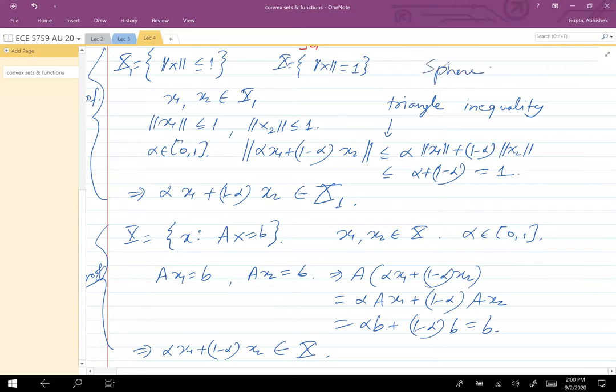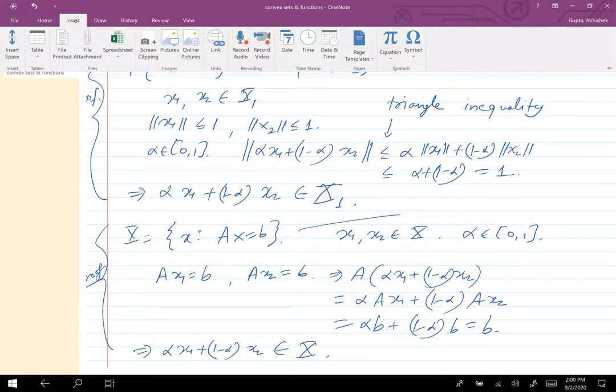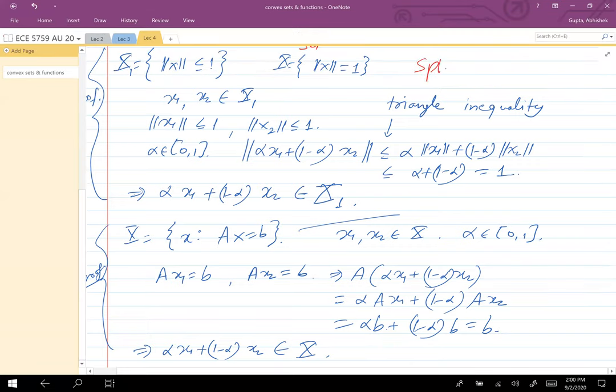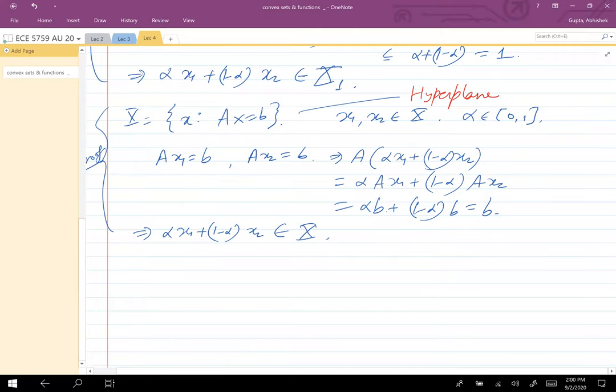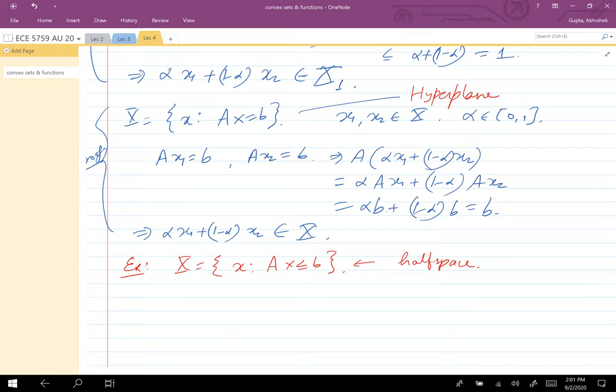So this is the sphere and this is a hyperplane. Let me write it in a different color. This is sphere, hyperplane. Okay, other examples of convex sets are x such that Ax less than or equal to b. What else? I think those are the three major. This is a half space. Those are the usual convex sets that we will encounter in optimization: sphere, hyperplane, and half space.